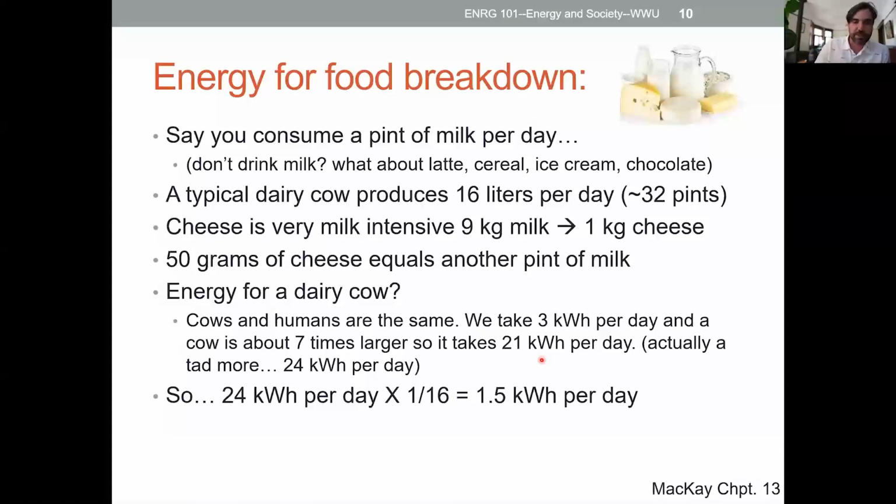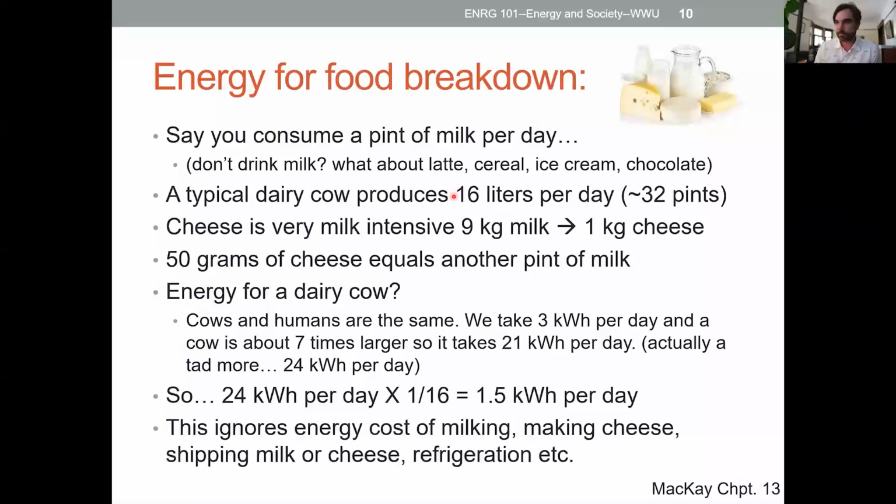Struggling to keep up? Yeah, I ran through this math pretty quickly. Basically, it's how much milk do you use from a cow and how much energy does it take to keep that cow alive to give you that milk. I'll be around after class if we want to go through it more slowly. Note that this ignores all the life cycle costs, all the upstream costs of actually milking the cows, making the cheese, shipping the milk, refrigeration, all those sorts of things. So this is a minimum.